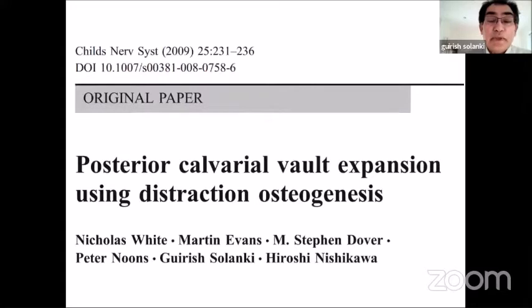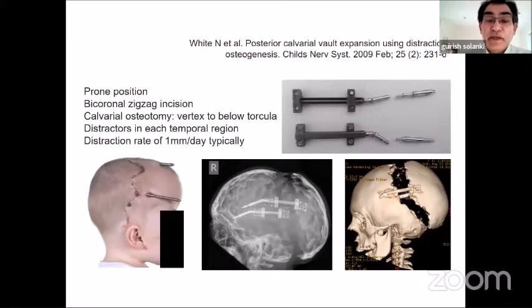In 2009, we then published our technique of posterior cranial vault expansion using distraction osteogenesis. We had started doing this since 2003 in the form of a posterior cranial augmentation and then distraction from 2006. This is a picture from the paper that shows our initial distractors and the distraction of the skull, and then a gradual distraction of 1 millimeter a day over a period of 3 weeks to get a 21 millimeter distraction.